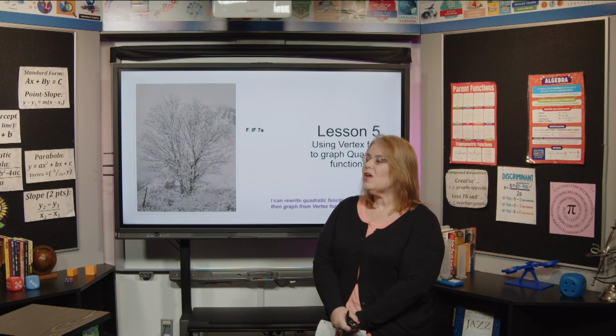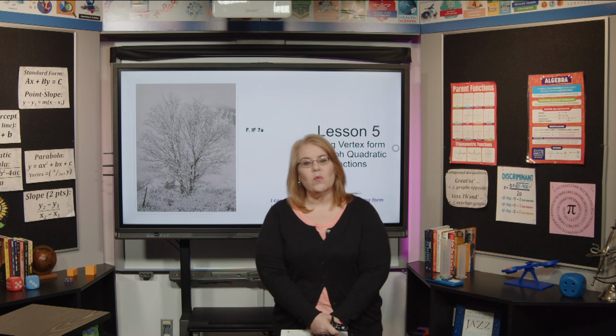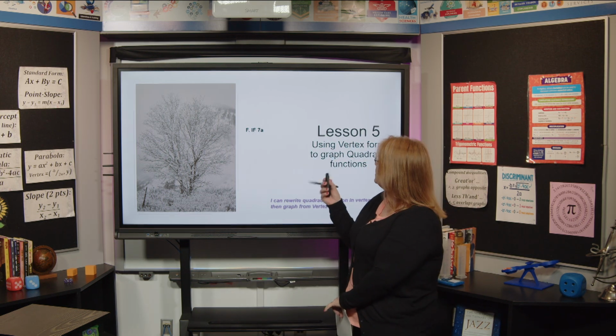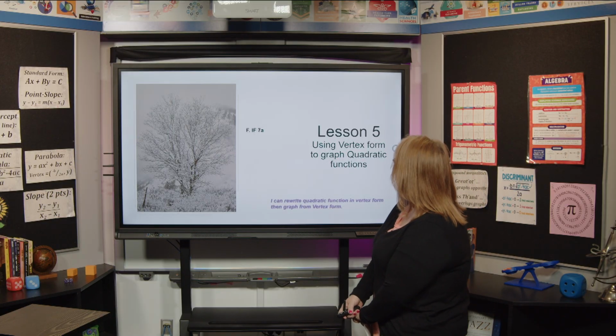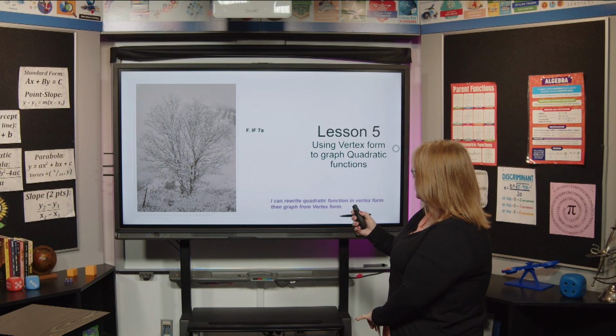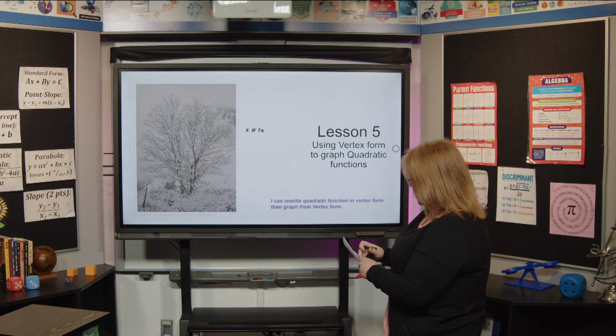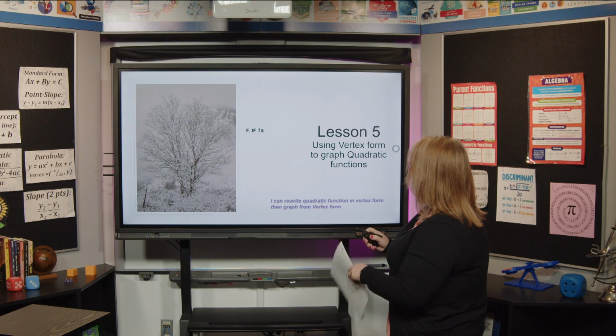I am Ms. Killen. We are still in our Unit 7 working with quadratics. We are on to Lesson 7 today. We are using vertex form to graph quadratic functions. So let us go ahead and dive on in to our slides.